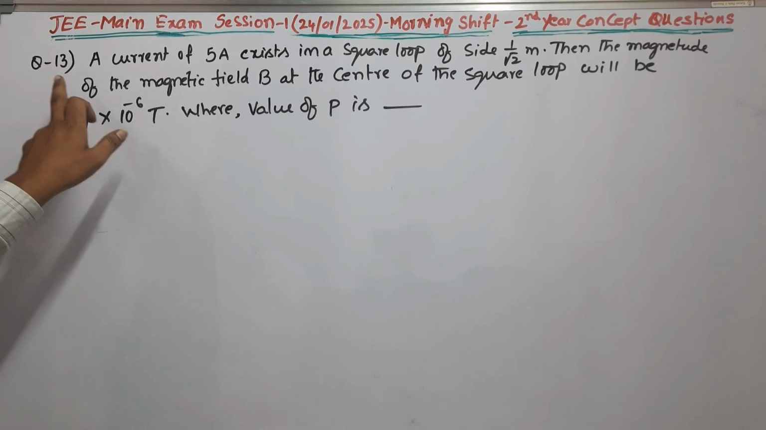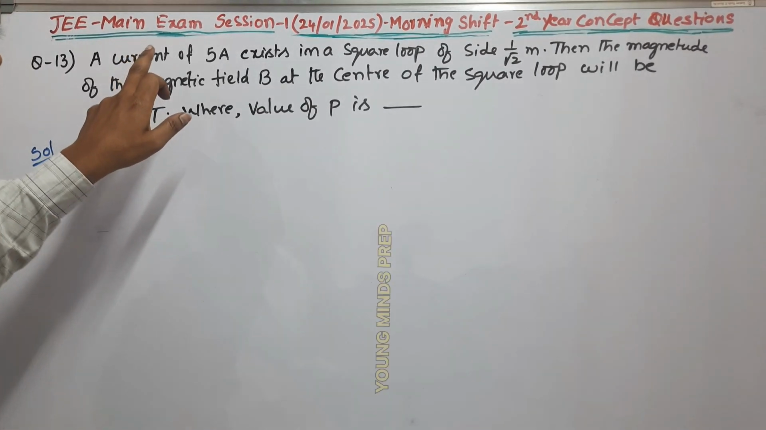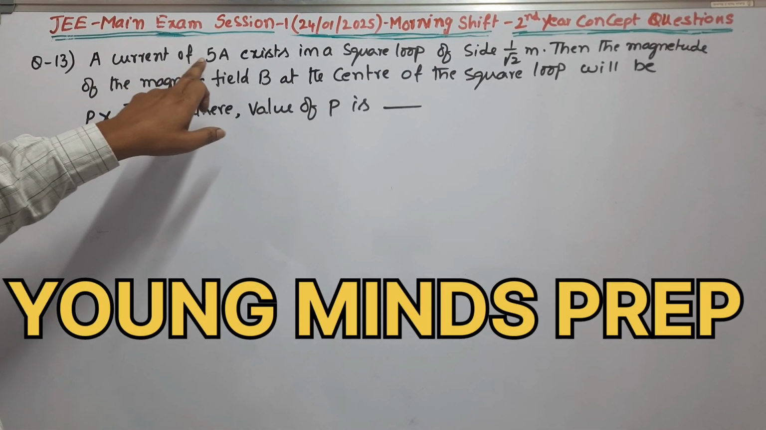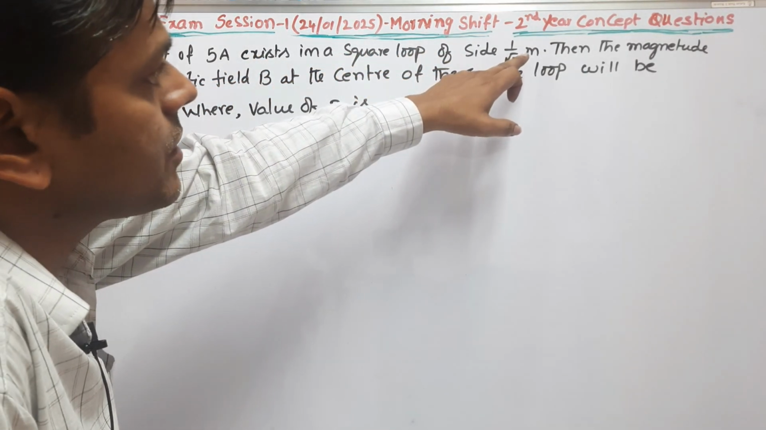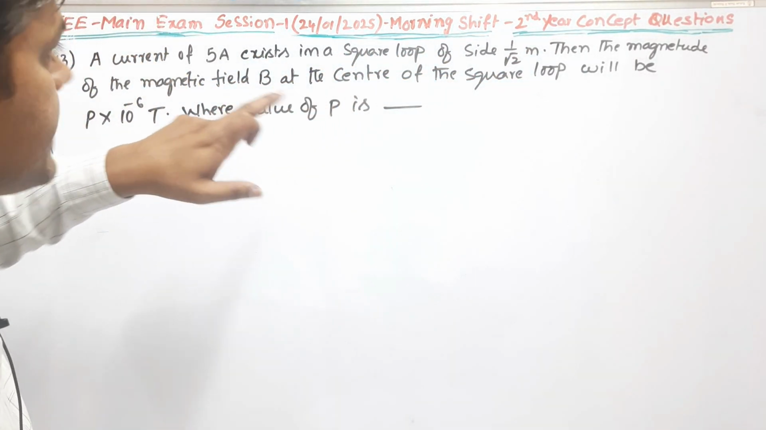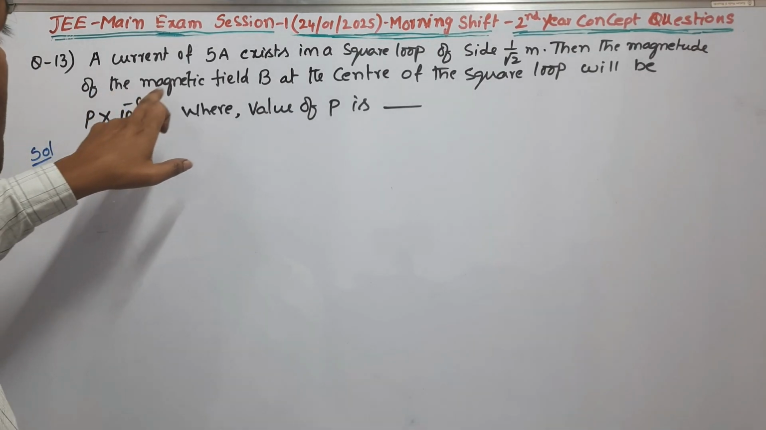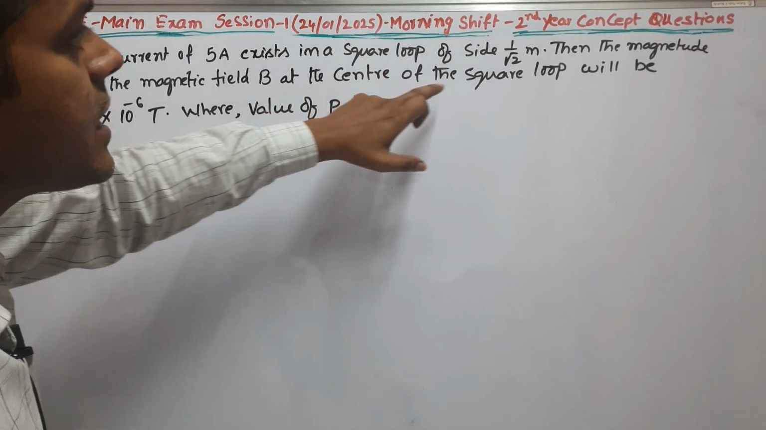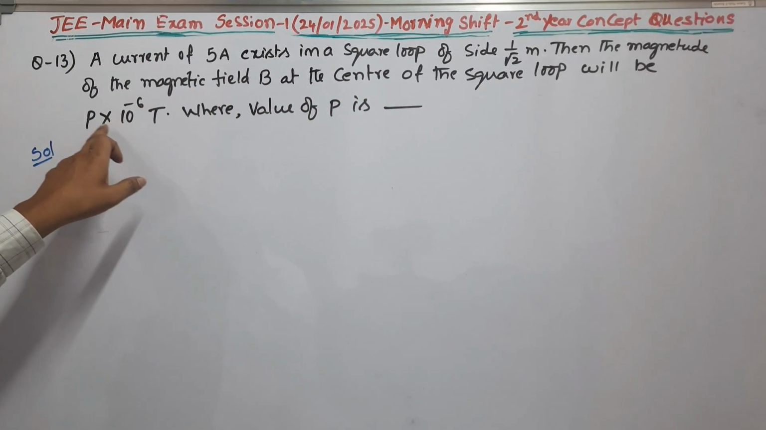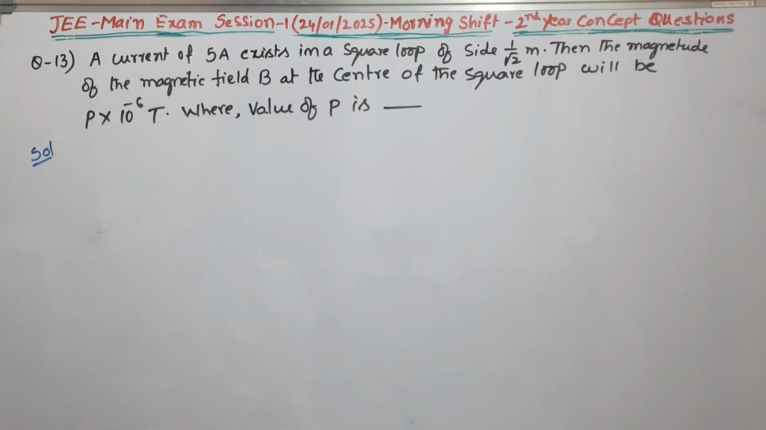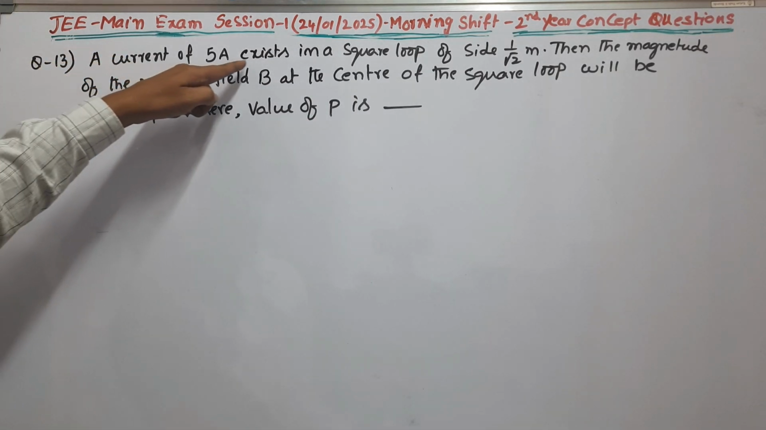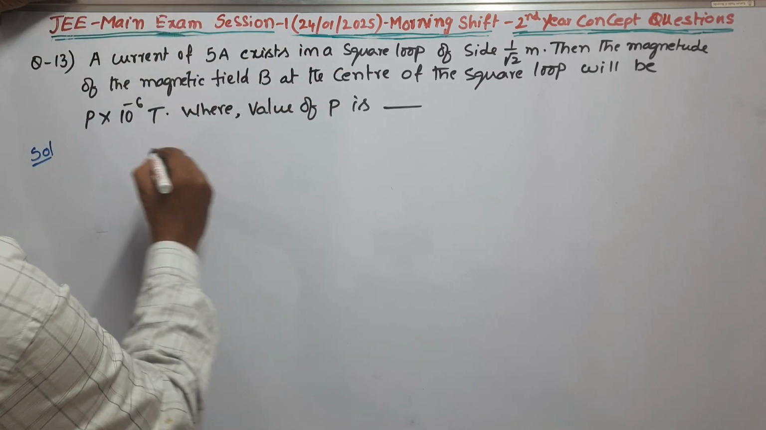Okay, the 13th question, this is the last question. A current of 5 ampere exists in a square loop of side 1 by root 2 meter. Then the magnitude of the magnetic field B at the center of the square loop will be P into 10 power minus 6 Tesla, where the value of P is. So, what is given? A current of 5 ampere exists in a square loop.